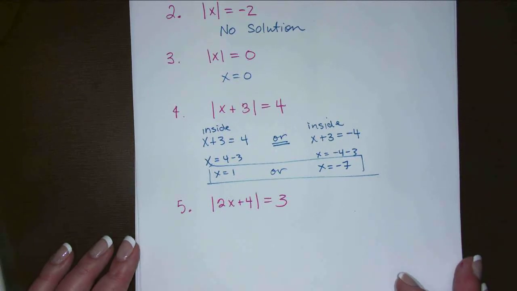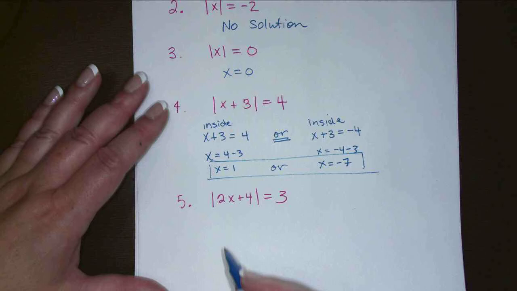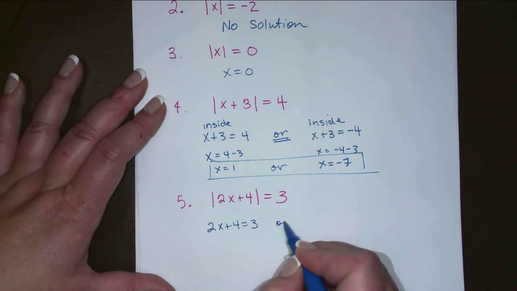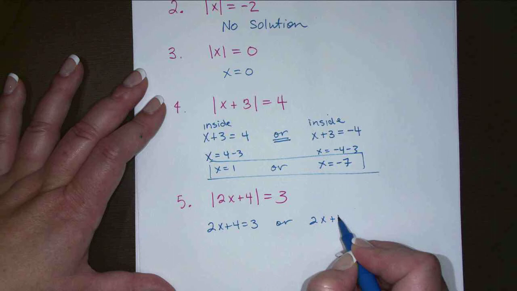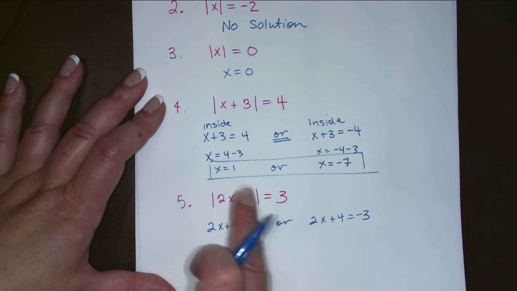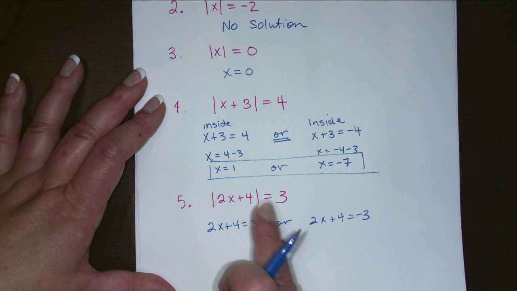So same idea, but not as obvious. You might not be able to look at it and know what the answer is right off, but you do the same thing. You say, okay, well, that inside could equal 3, or that inside could equal -3, and both of those answers would end up working. Because whatever x makes this work, that will give a 3 inside, and whatever x makes this statement work will give a -3 inside.